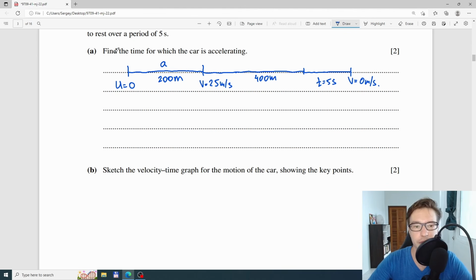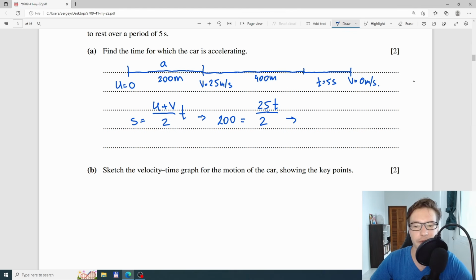Right, so for the first question, find the time for which the car is accelerating. We need the SUVAT equation which connects distance, initial velocity, final velocity, and time. And this equation is s equals u plus v over 2, times time. Let's substitute all the numbers into this equation. Distance is 200. We start from rest, so u is 0. And then we reach the velocity of 25, so v is 25, over 2 times t.